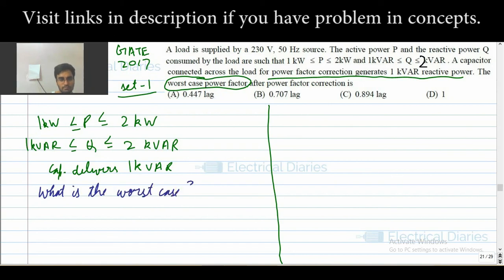See, the worst case will be, your Q is between 1 and 2, your P is between 1 and 2. So worst case will be your capacitor is delivering 1 kVAr, but your Q is maximum and your P is minimum. See how I am saying is this.